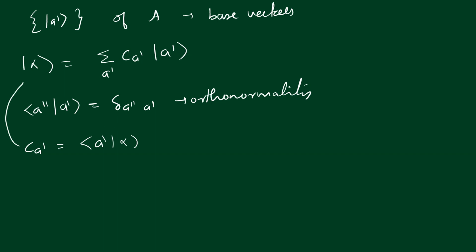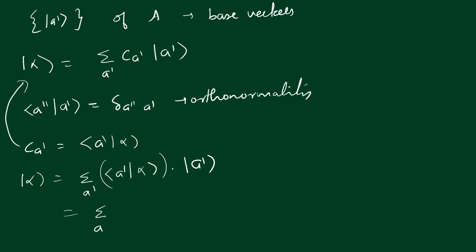Now with this we write ket alpha. Using this we wrote ket alpha as sum over a prime. Instead of C a prime I can write bra a prime ket alpha. Now since this is not legal, I'll be careful and write it like this. This is a number, so it doesn't matter whether I put it on the left or right of the ket. I can take it to this side and write this as sum over a prime ket a prime bra a prime ket alpha.